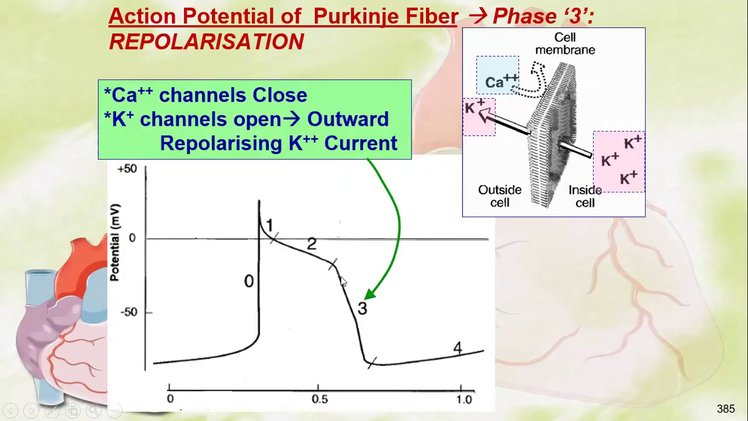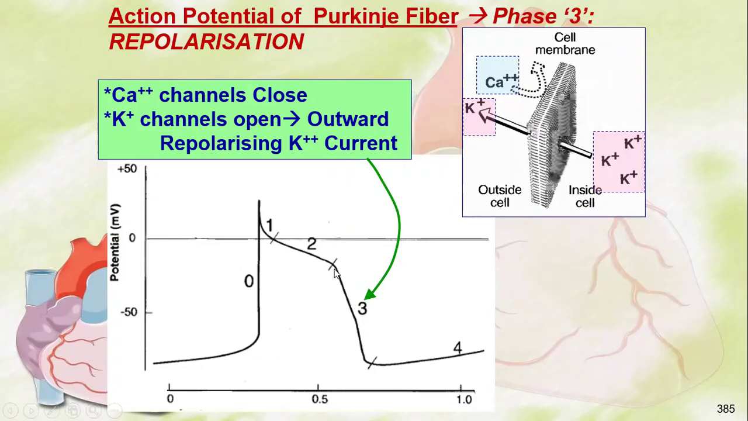So at the end of phase two, what happens? Your calcium channel is going to close. So calcium is closed, but potassium remained open. So calcium is not moving from outside to inside, but potassium is still moving from inside to outside the cells. So ultimately, what's happening? Your cell is losing cations, so your action potential is going to decrease. So that makes your phase 3.